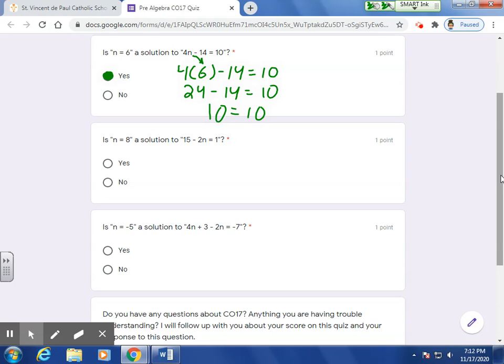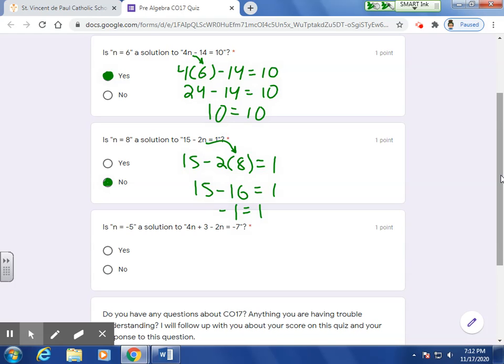Is n equals 8 a solution of 15 minus 2n equals 1? Well, let's test it. 15 minus 2 times 8, just replace n with 8. We want to know if that equals 1. 15 minus 16 is negative 1, which is not equal to positive 1. So this one does not work out. 8 is not a solution.